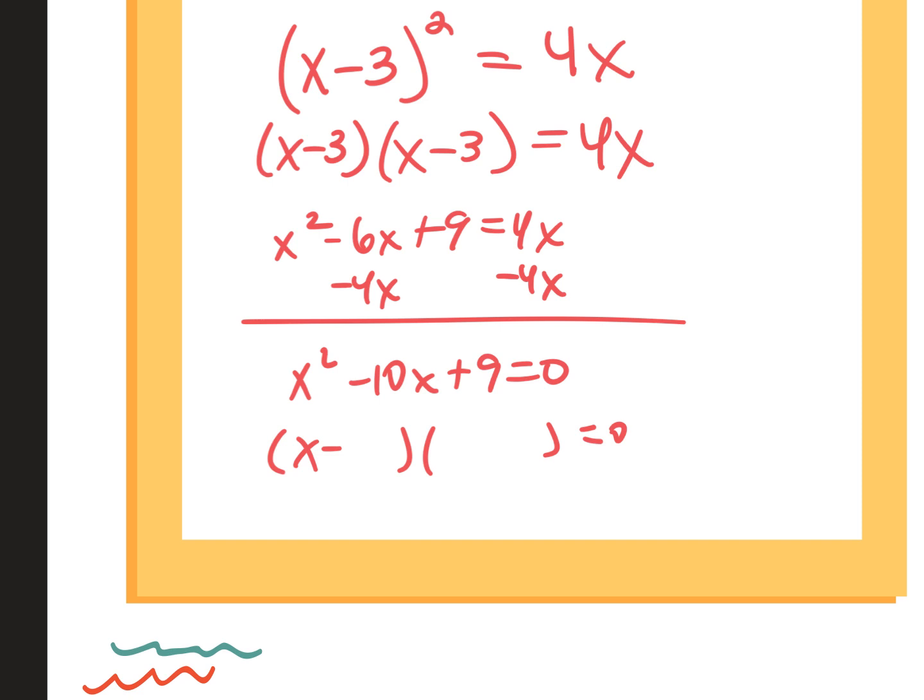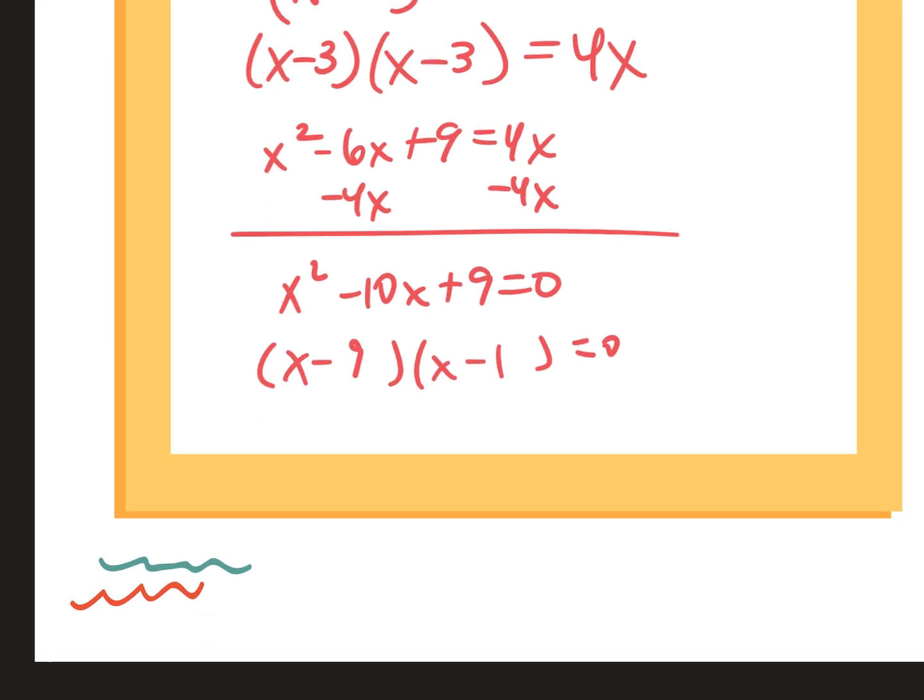Sorry, hold on. Negative 9 and 1, yeah? So x equals 9 and x equals 1. You guys agree? Great job.